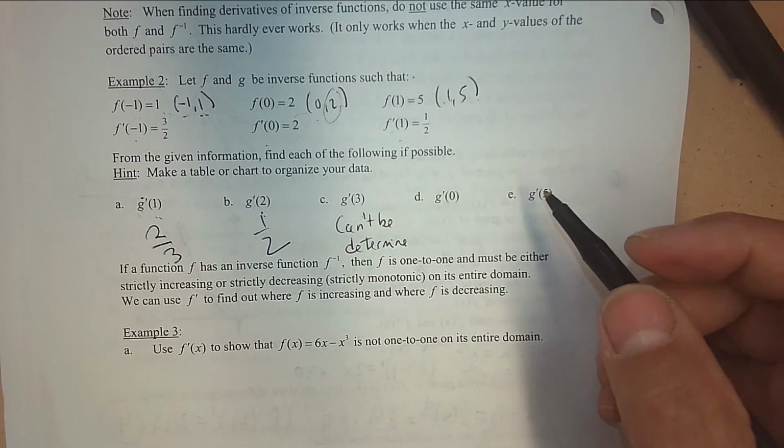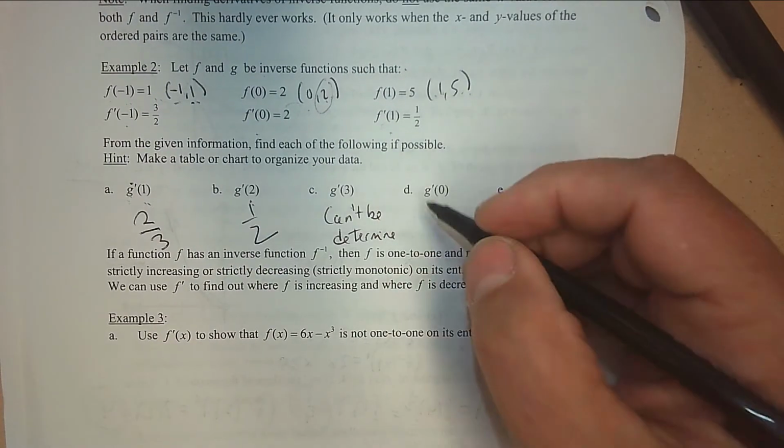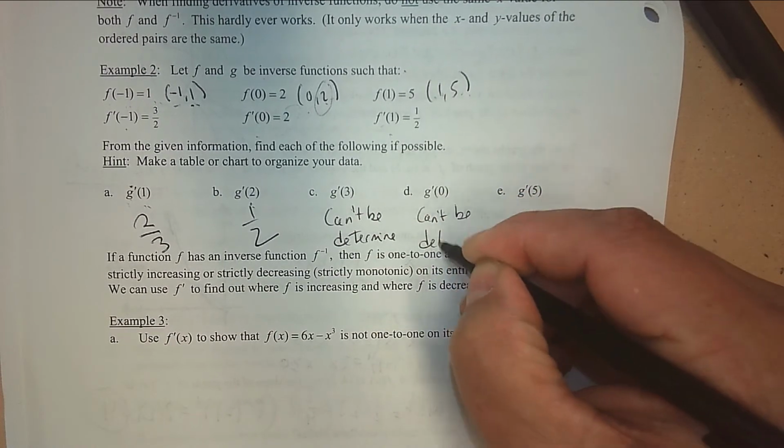How about the derivative at 0? Do any of them have a y-coordinate at 0? Again, it can't be determined with the information given. How about the last one?